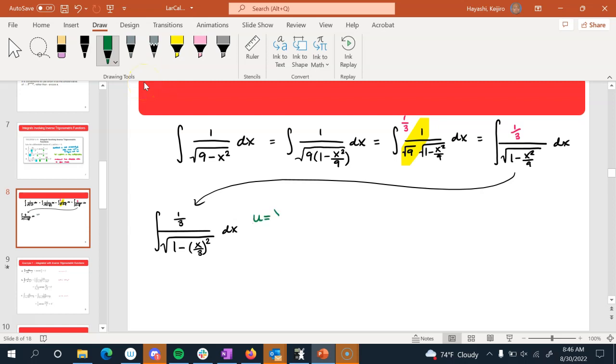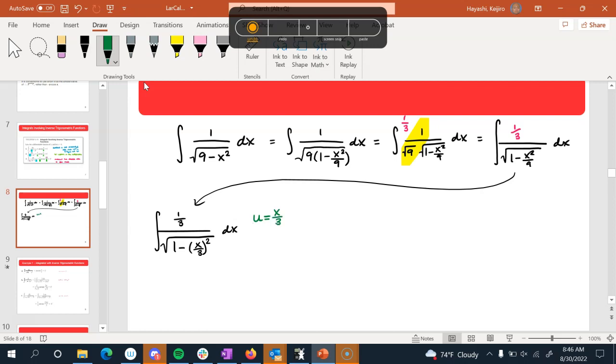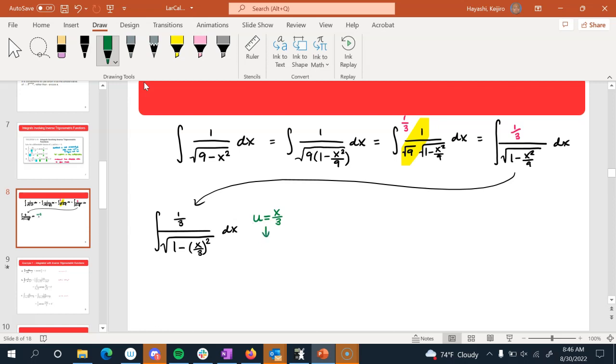If u equals x over 3, the form that you know is the square root of 1 minus u squared, so whatever variable term is being squared, that's u. Then that means that du is 1 over 3 dx, because that's the derivative of this. From here you can proceed however you want: you can multiply both sides by 3 to isolate dx, or you may recognize that you have 1/3 dx and simply replace that with du. It's your call.